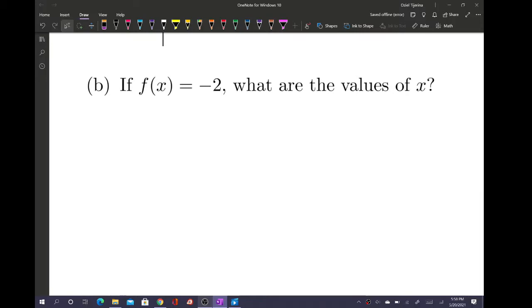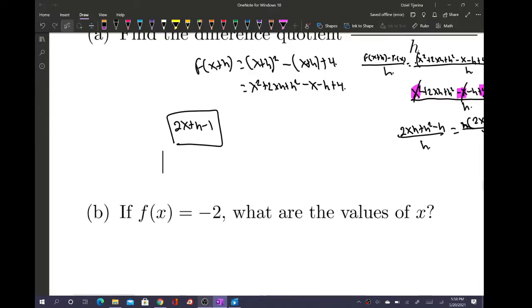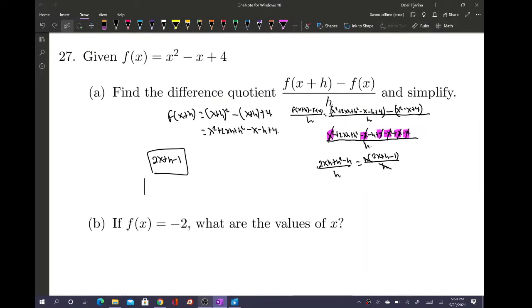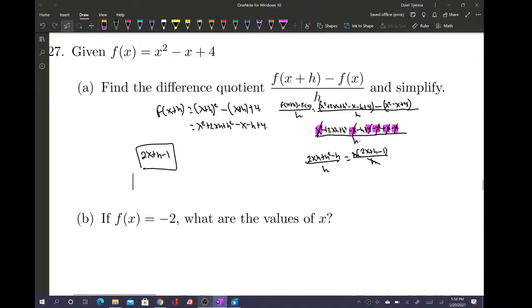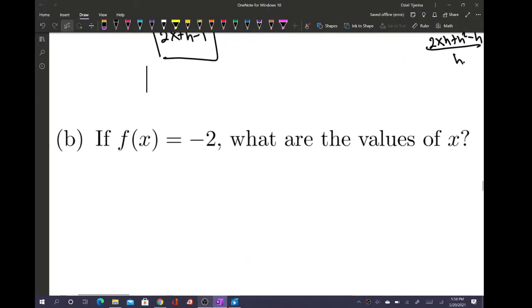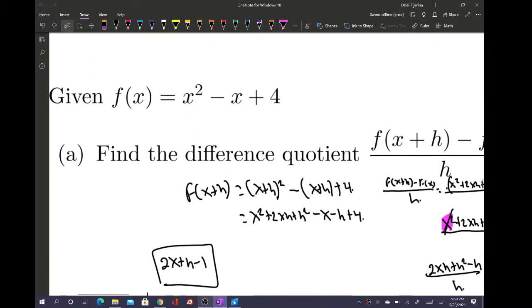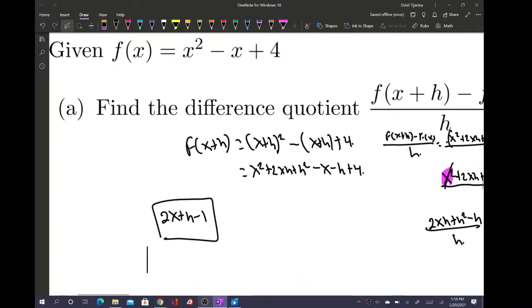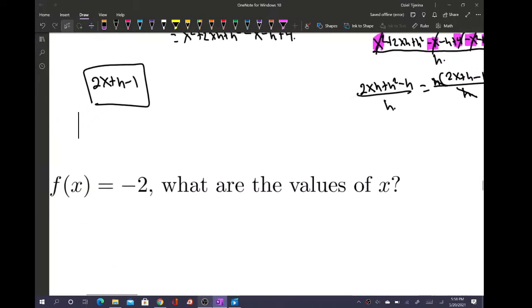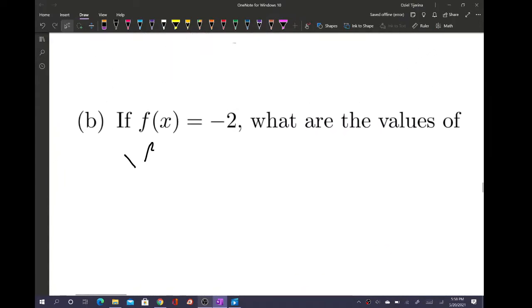Okay, so if f(x) = -2, what are the values of x? Basically we can say, okay, f(x) = x² - x + 4, right?